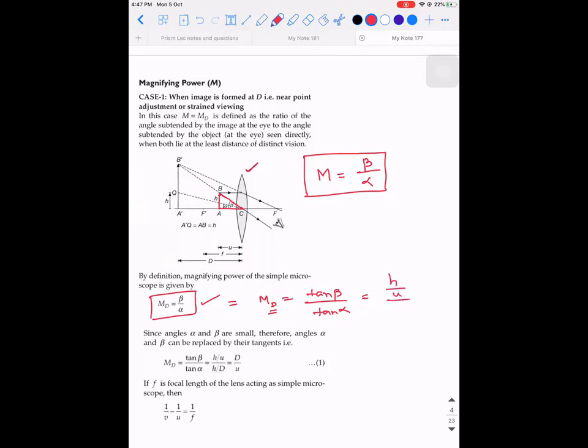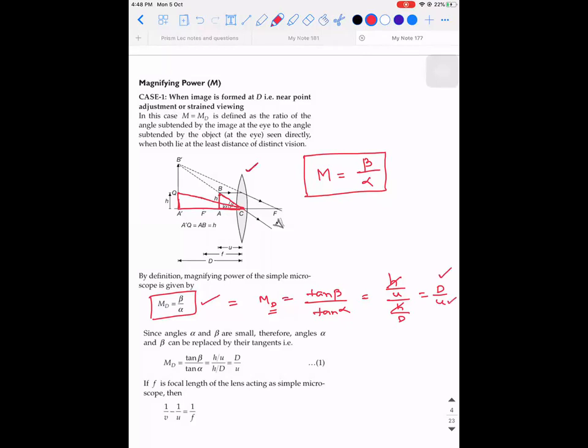Similarly, what is tan alpha? For tan alpha, take the triangle Q A dash C. That will be how much? That will be H divided by D. This and this will get cancelled. D divided by U. If you observe, D is the image distance. U is the object distance.